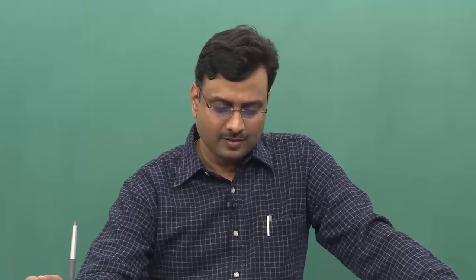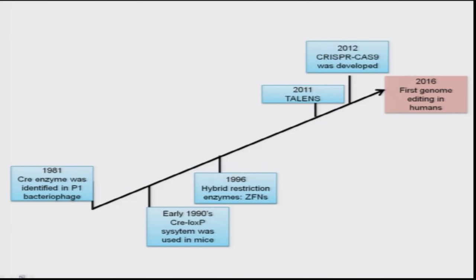What is shown in this slide are some of the approaches people have used to engineer the genome. We discussed the Cre enzyme, which was originally described in a bacteriophage or bacterial system, and how it can be used for deleting a gene in the mouse. Then we looked at the hybrid restriction enzymes called ZFNs, and then the recent development, CRISPR-Cas9, and how it has helped in editing the genome, at least as a clinical trial in humans.